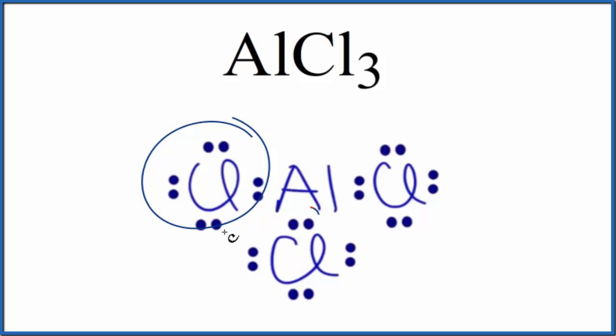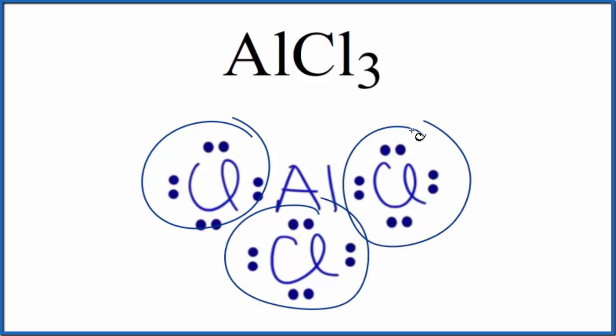Each chlorine atom would have 8 valence electrons, so those would have octets, but the aluminum in the center would only have 6. That's okay. Aluminum is an exception to the octet rule, so it's okay with 6. This is our Lewis structure.